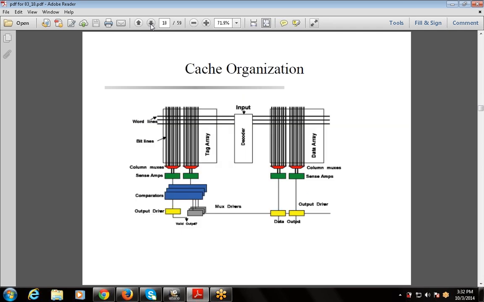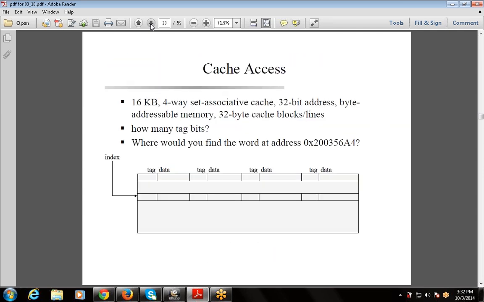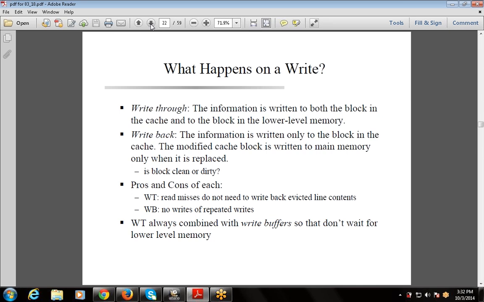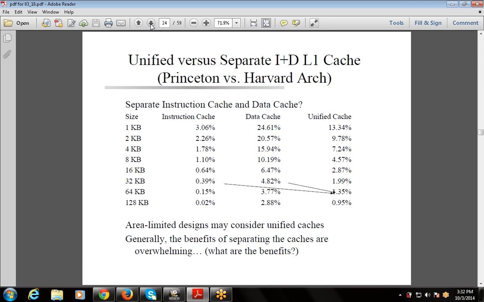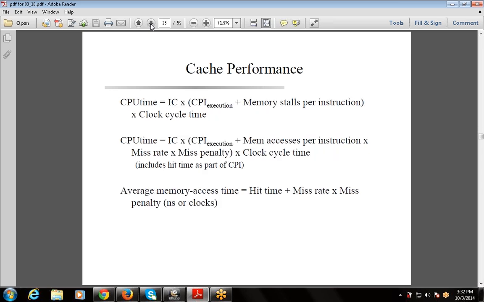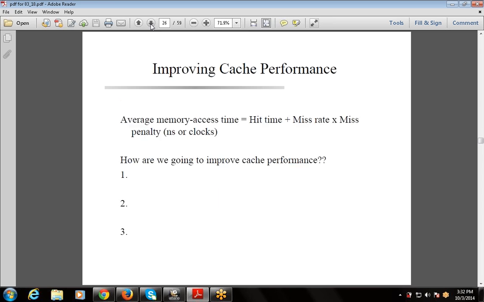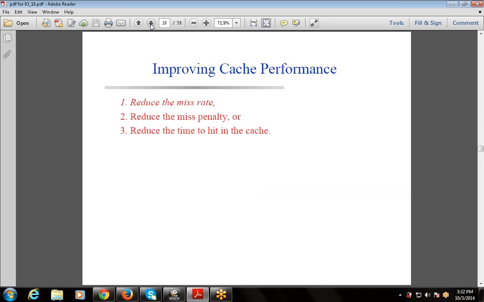These are the mapping techniques that are used. Then we have studied the cache access. What happens on a write? Then unified versus separate I plus D. Then cache performance. We have studied the different formulas that are used. This is your CPU time. Then how to improve the CPU performance. This is your cache overview.